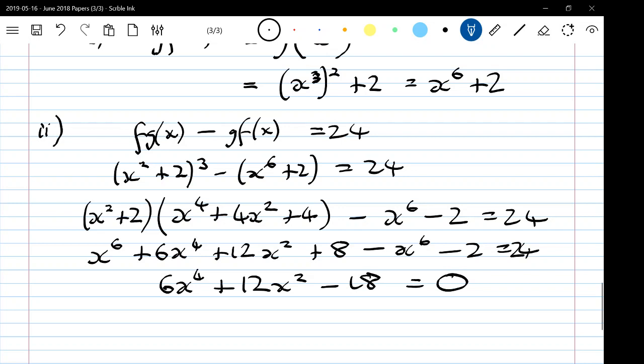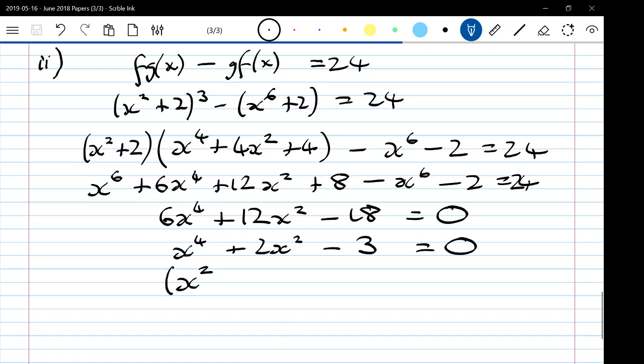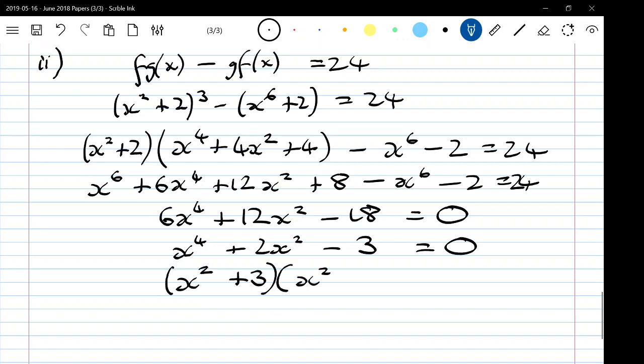This has a common factor of 6. x to the 4 plus 2x squared minus 3 is 0. That is a stealth quadratic. At this point you could do a substitution of t equals x squared or something like that and then factorise it, or it's so easy to factorise, isn't it? You could just go straight into saying that's x squared plus 3 and x squared minus 1. Like that, which gives me x squared equals minus 3 and x squared equals 1.